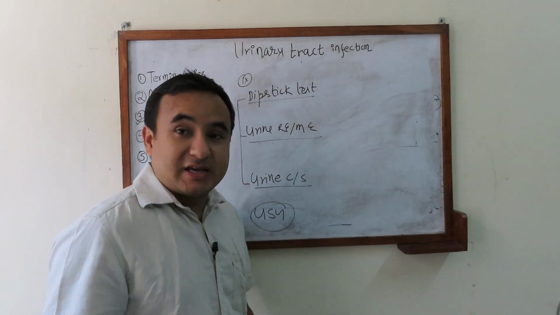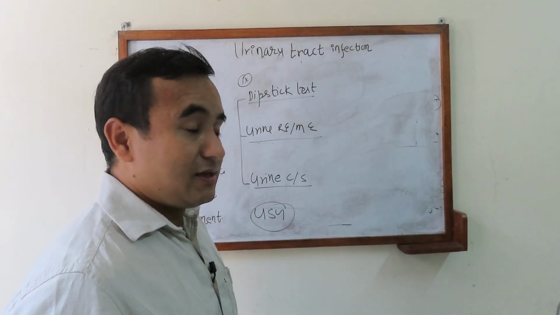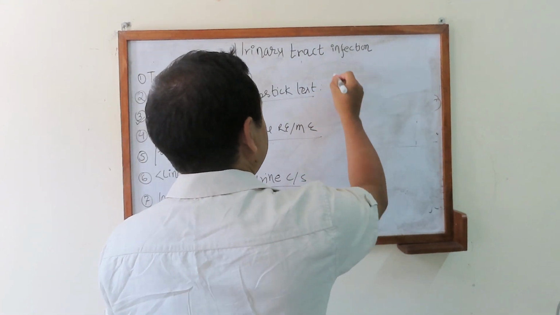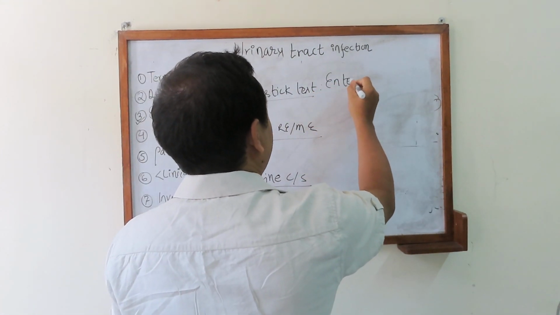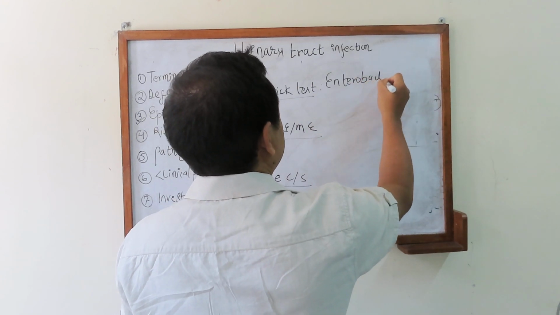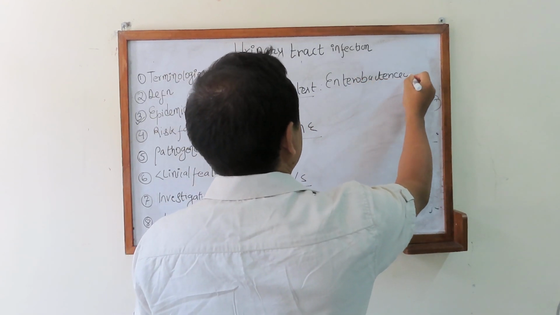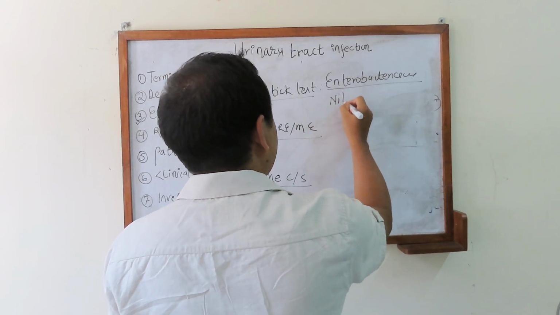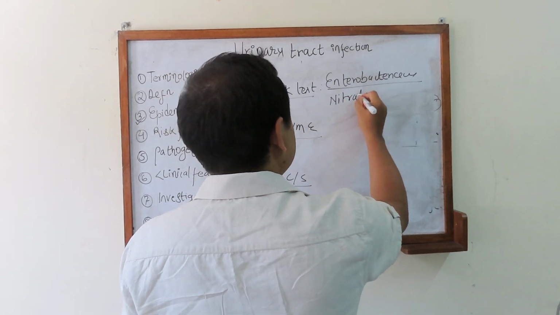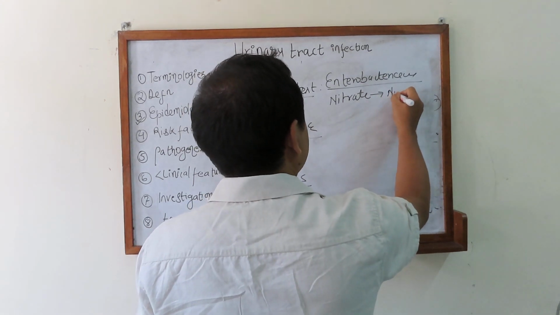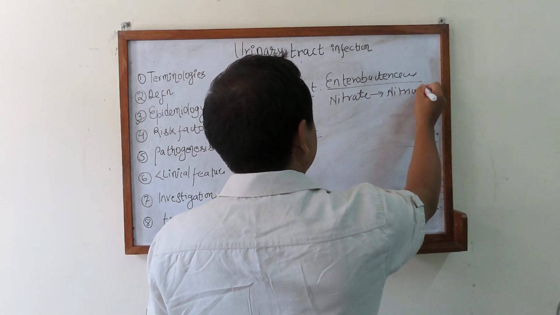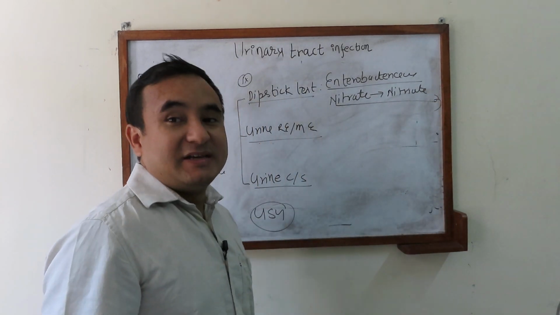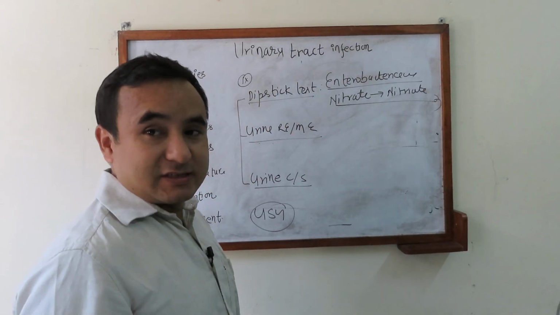Even the dipstick test can detect the UTI. So what does the dipstick show? Enterobacteriaceae organisms can be detected by this dipstick, but it definitely has false positivity and false negativity, because Enterobacteriaceae can convert nitrate to nitrite, and it can be seen in the dipstick test. So some organisms can be detected by the dipstick test.